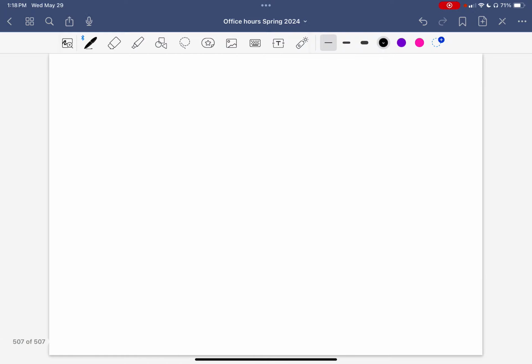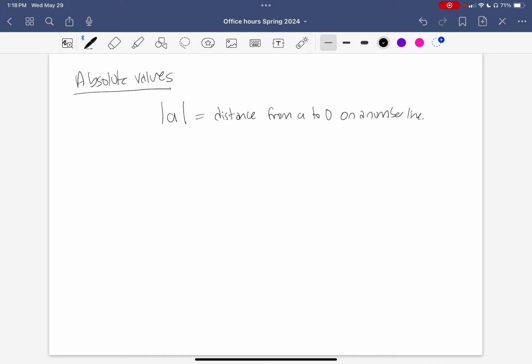One other thing I want to bring up is to make sure that we know how to deal with absolute values. So an absolute value of a number a, written with vertical bars, is defined to be the distance from a to 0 on a number line. Now, distance can never be negative because you have to be able to measure it. So if a is negative, I'm still getting a positive absolute value because it's a distance. If a is positive, I'm getting a positive absolute value because it's a distance. In practice, what this means is ignore negative signs.